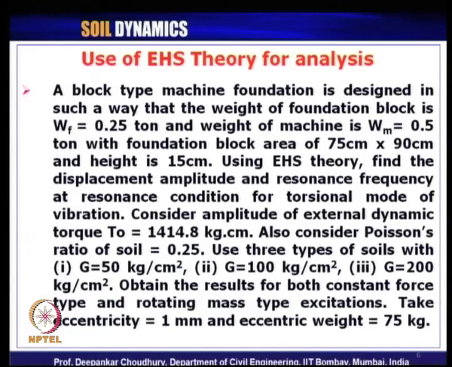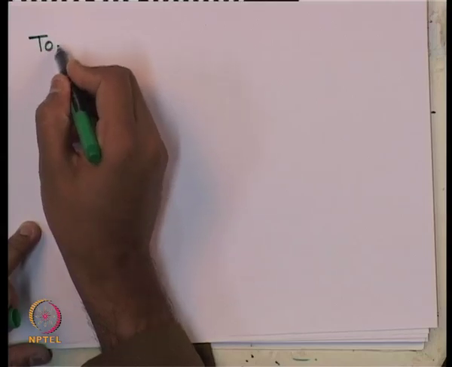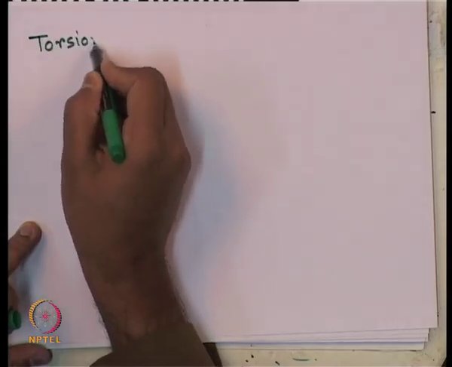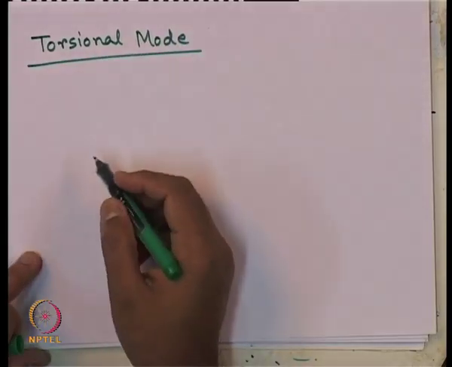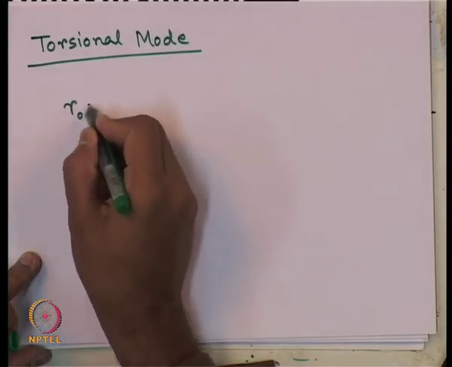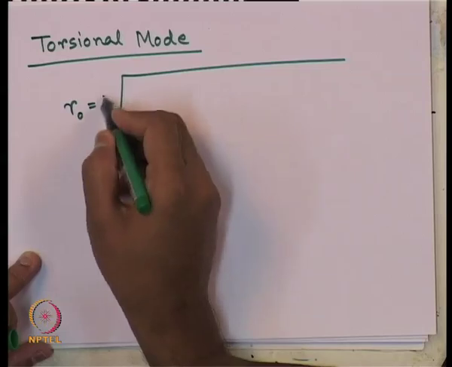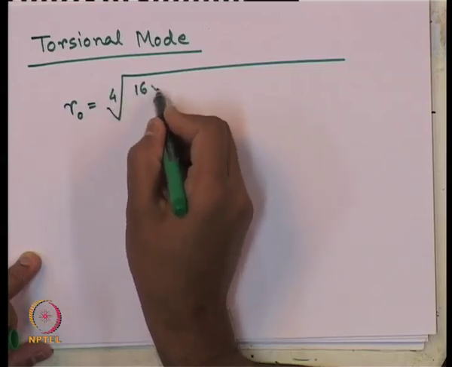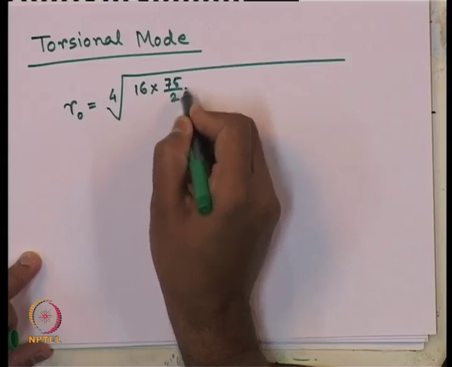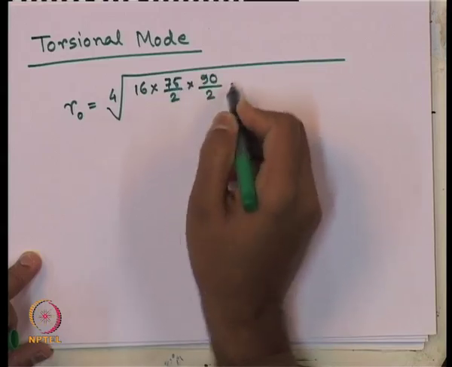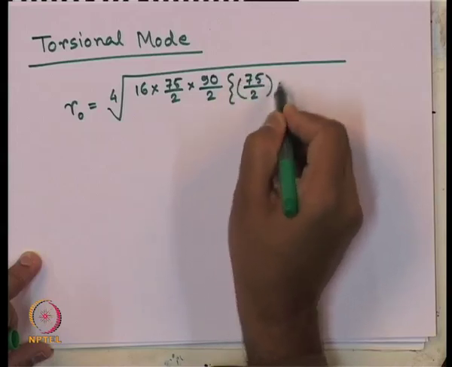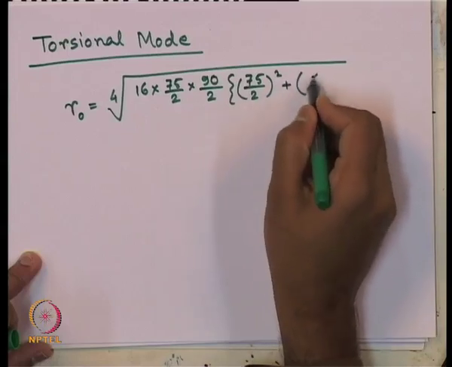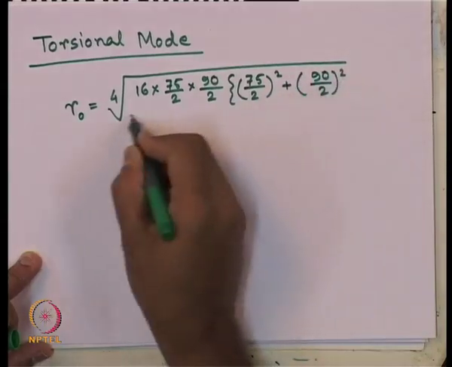So, the same problem, now let us start solving for torsional mode, torsional or yawing mode. Torsional mode of vibration, R naught we had already computed earlier for torsional mode, using the known relation to convert the rectangular dimensions to equivalent circular radius.